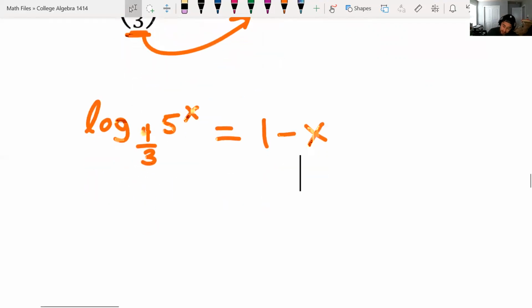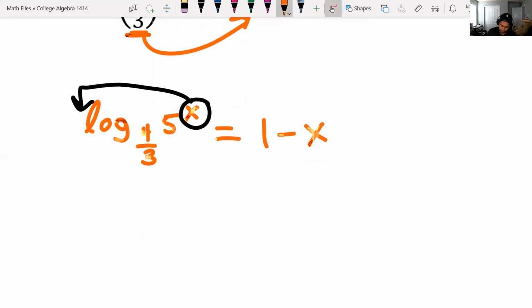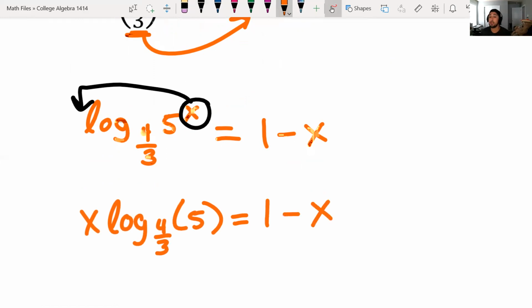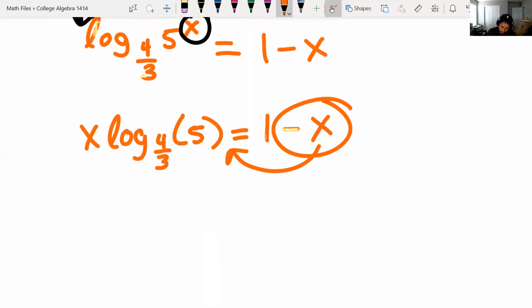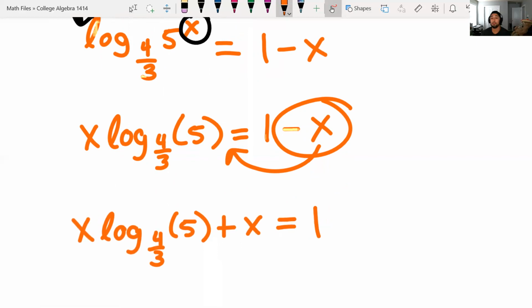Okay. And now apply more log properties. We know that by log properties, by the power rule, this x is coming to the front. So you'll get x times log base 4/3 of 5 equal to 1 minus x. Okay. And now solve for x. So take this x and move it to the right by addition. You'll get x log base 4/3 of 5 plus x equal to 1.